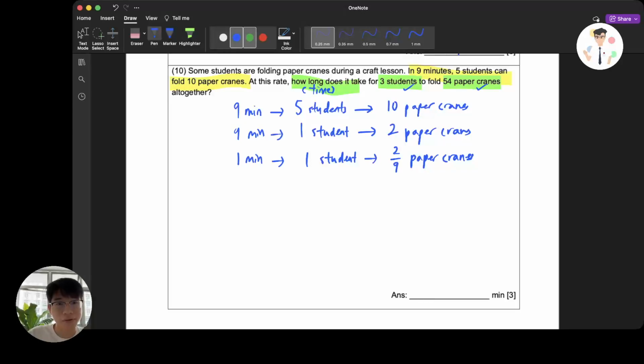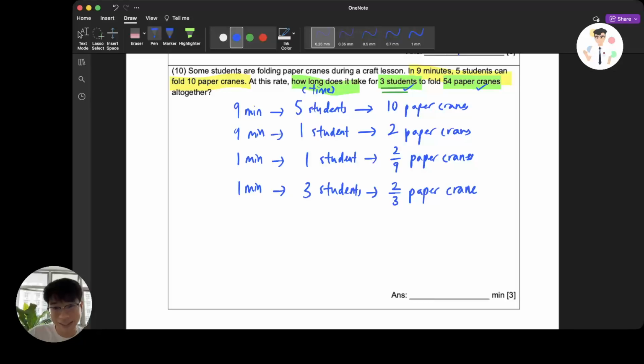Now, if I want to have 3 students, as you can see here, 3 students, then how many paper cranes can we make? Okay, now if it's still 1 minute, if I have 3 students, it means now I can make what? 2 over 3 paper crane.